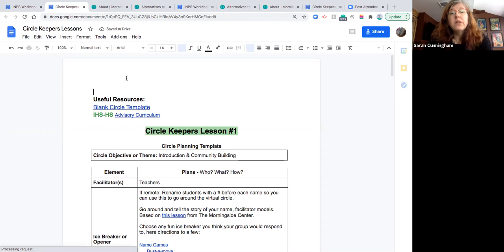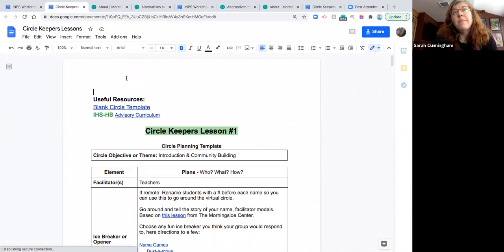keepers. Our school has had circle keepers for a couple of years now, but making the transition to remote has been rather difficult. These lessons may be useful to you because they are all designed to be in a remote setting. And for the most part, the meetings have gone quite well. So it is something that can be done.